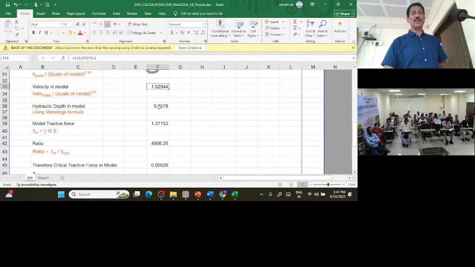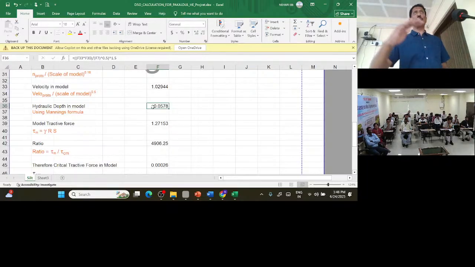Then we compute the hydraulic depth in the model. The same formula, if you are seeing. Based on this, gamma R S you can now compute. We know the depth, we know the area, so we can compute gamma R S based on this hydraulic radius. So why have we done the above calculations? Because we have to compute R for the model. R depends on A and P, and so we have done this calculation.